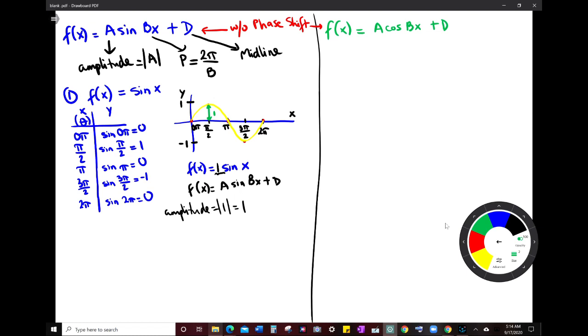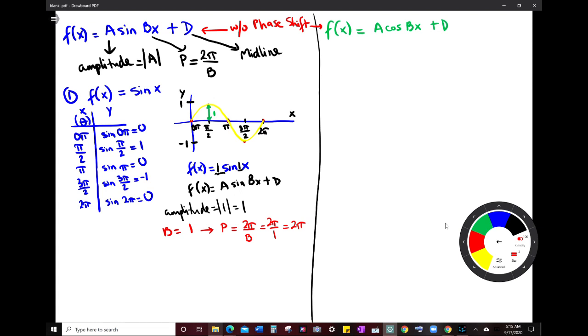Alright, and then next, we're looking for b. B value is the number in front of x. And in this case, we don't have any number, that means 1. So my b equals 1, and then that helps me find my period. So period equals 2 pi over b, that means I have 2 pi over 1, and I get 2 pi.